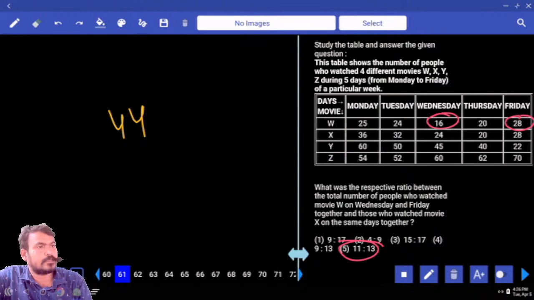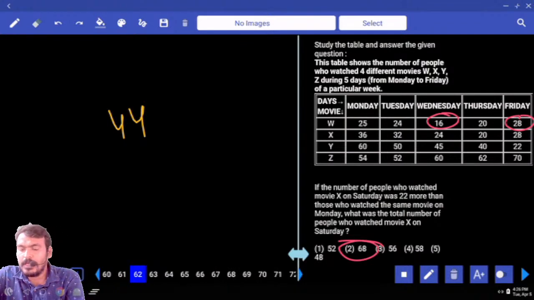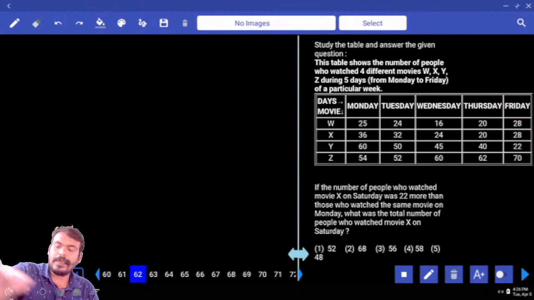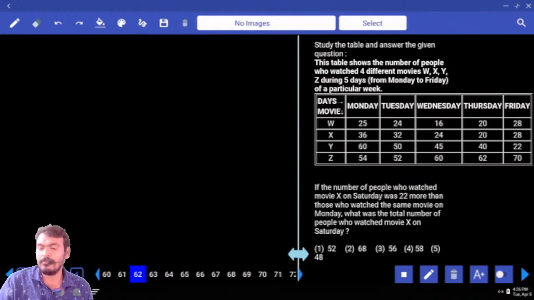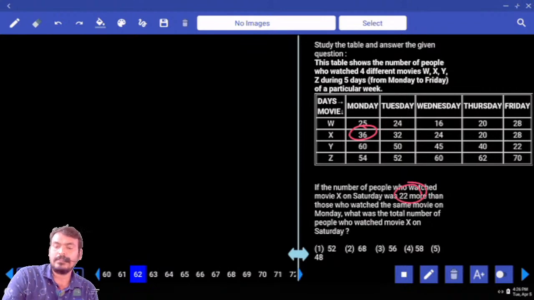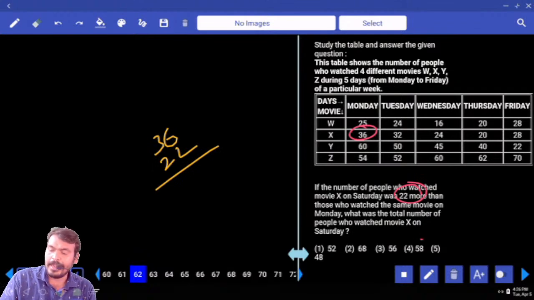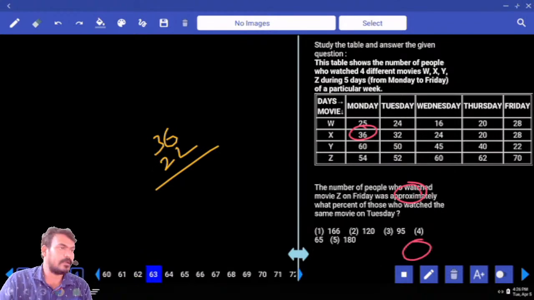Next question number 62. If the number of people who watched movie X on Saturday was 22 more than those who watched the same movie on Monday, what was the total number of people who watched movie X on Saturday? X on Saturday compared to Monday is 22 more, right? What is the X value on Monday? 36. Compared to this, 22 more, right? Then the answer is 36 plus 22. How much? 58.